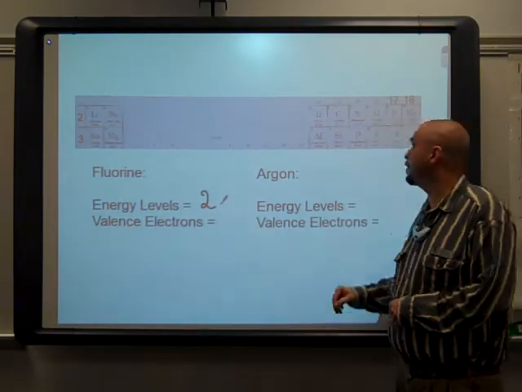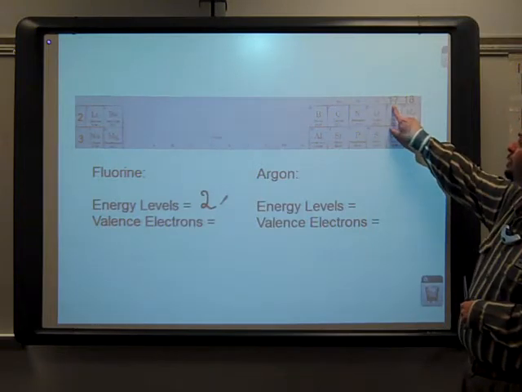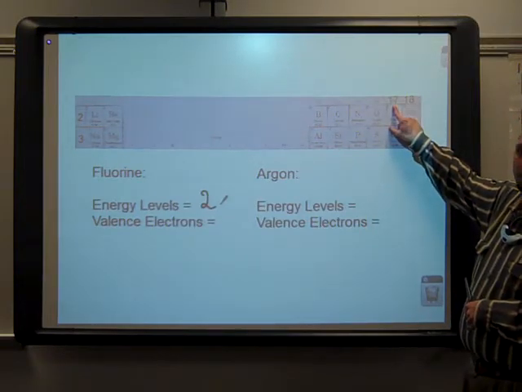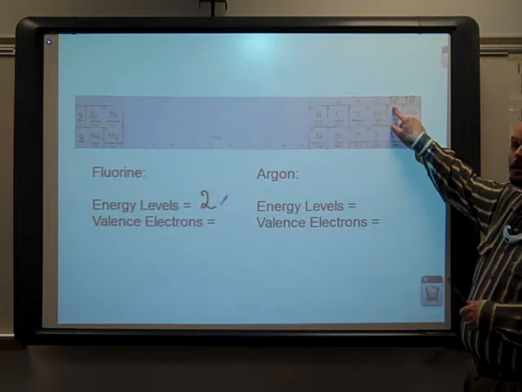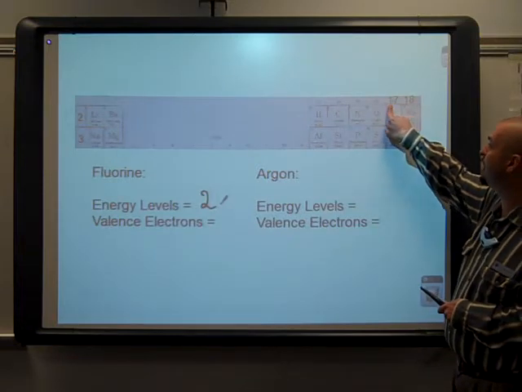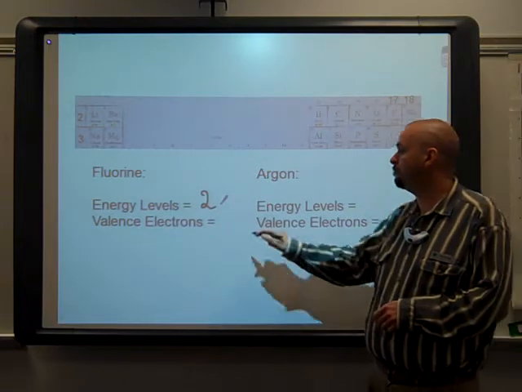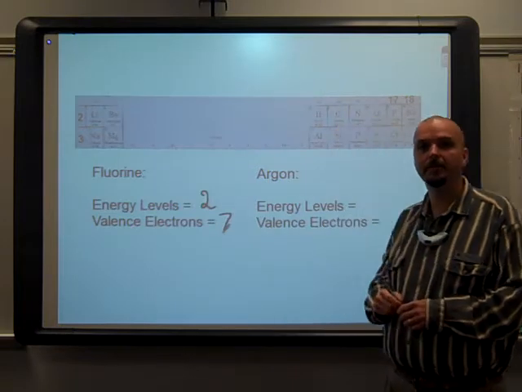For the valence electrons, we look at the group number. Here's fluorine again. It is in group 17. Now don't write down 17 valence electrons. We need to remember on this side of the table, we drop that 1. It has 7.